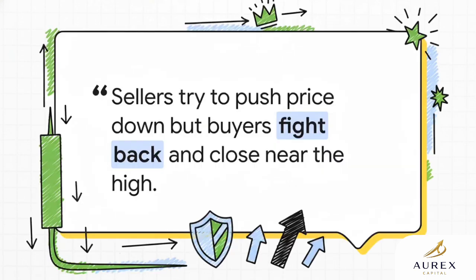Think about the psychology here. It's intense. That long lower wick tells us that sellers tried their best to just tank the price. But then, and this is the critical part, the buyers stormed in, fought back with everything they had, and drove the price all the way back up to close near the high. It's the market screaming, "Nope, we are not going that low."